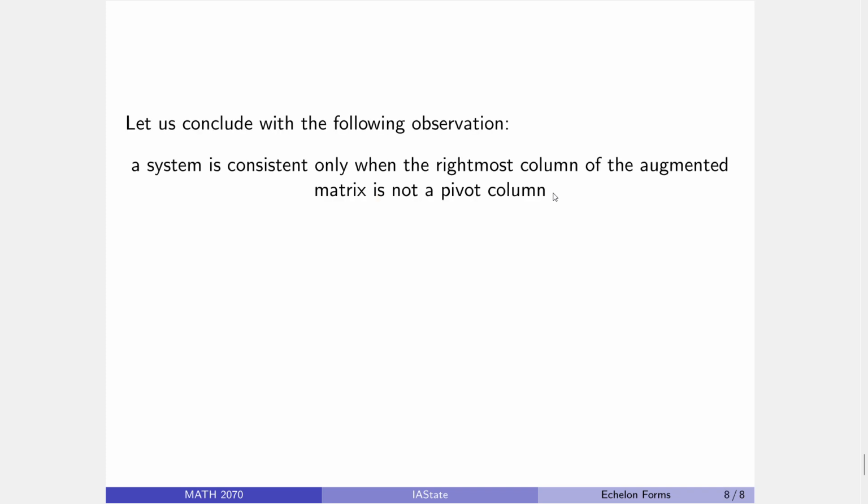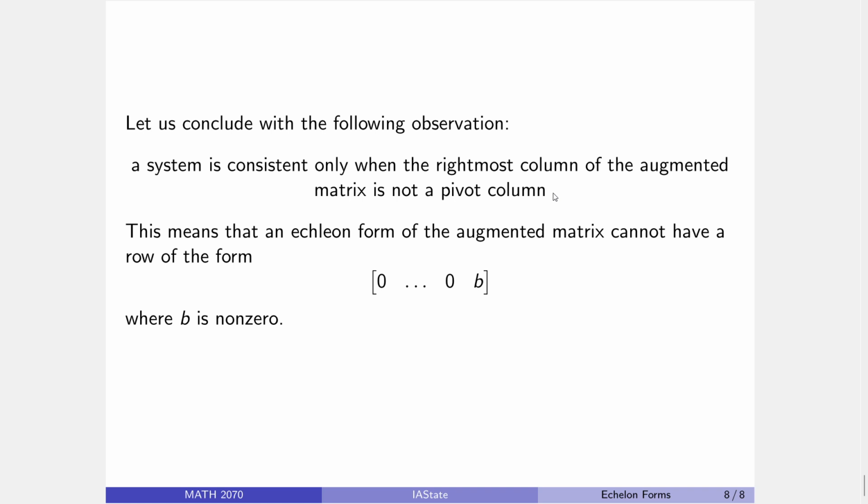Okay, and as we've sort of already pointed out, a system is consistent precisely when the rightmost column of the augmented matrix is not a pivot column. That means the echelon form of the augmented matrix cannot have a row of the form all zeros and then a non-zero at the end. So we already pointed that out, but it's worth giving us this sort of final observation. This is a very powerful fact that's pretty easy to see, and that we're going to use and have a good time with.